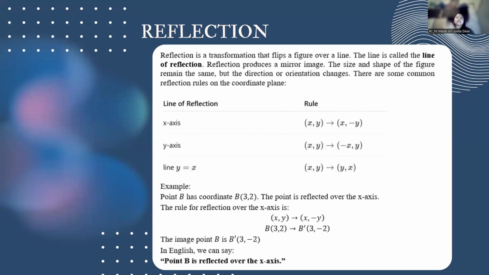Point B has the coordinate B (3, 2). The point is reflected over the x-axis, and the rule for reflection over the x-axis is this. Look at the screen. So, the image of point B is B' (3, -2). In English, we can say point B is reflected over the x-axis.